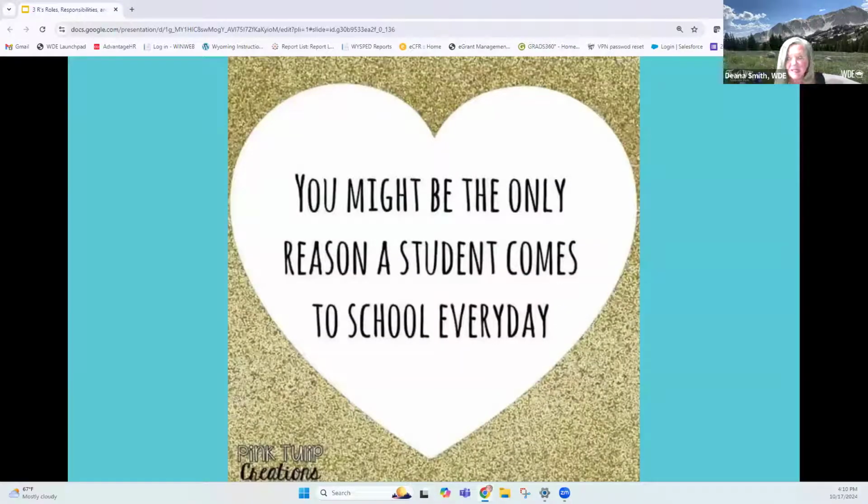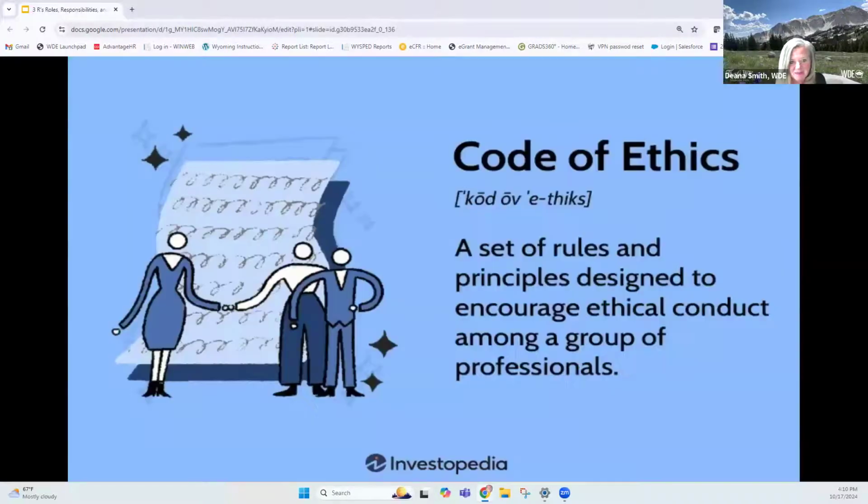I added this slide because I truly, truly believe this. I've seen this in action, both with myself and also with many others. And so know that you truly may be the one reason that that child comes to school that day. And I know the relationships that you end up having with students, and I know that teachers rely on you for that. And so we're going to talk about that a little later too.